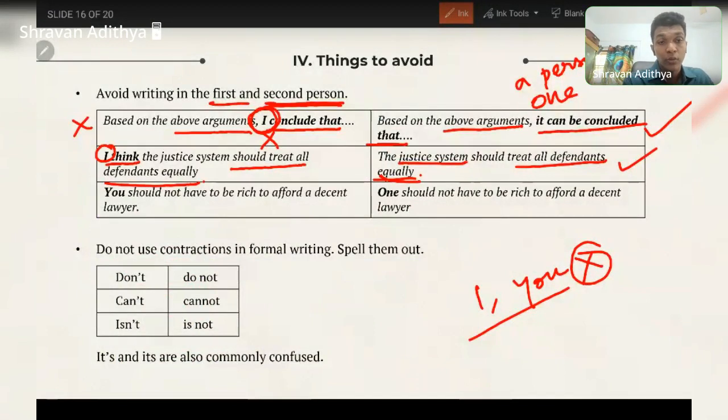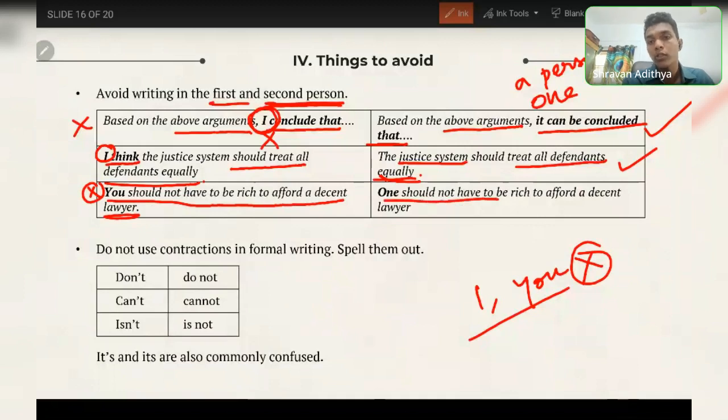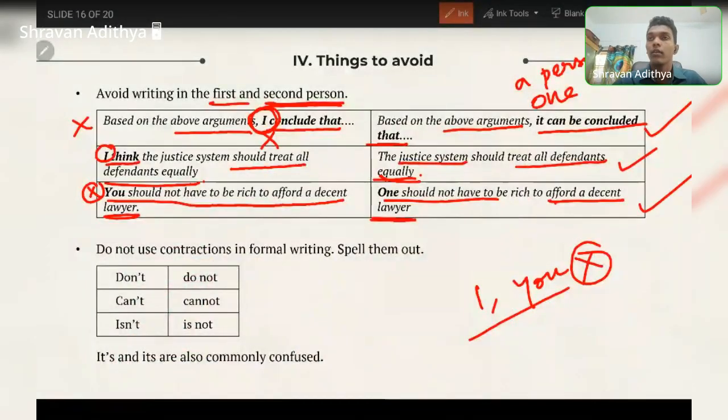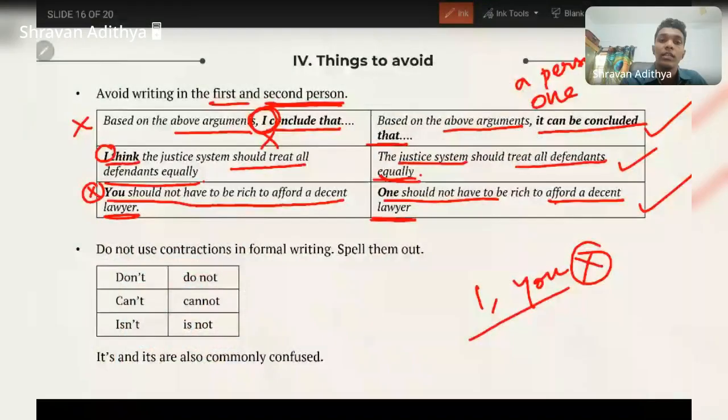The next one is "You should not have to be rich to afford a decent lawyer." You do not use that one. Instead, use "One should not have to be rich to afford a decent lawyer." Or "A person should not have to be rich to afford a decent lawyer." This is the right way. So in your body or in your conclusion, wherever you're writing it, always write in third person. Avoid writing in first and second person.